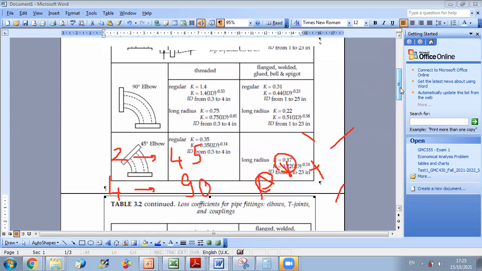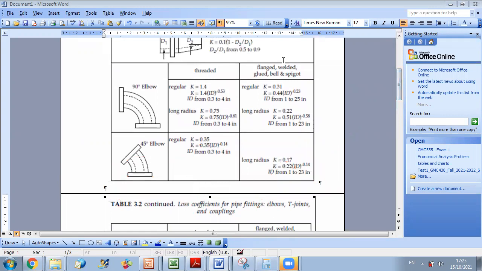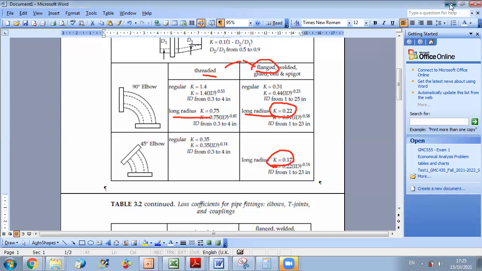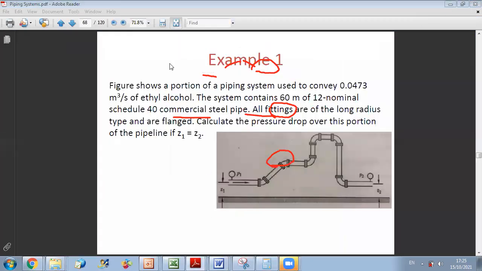Now, when they mentioned that it's long radius, you have long radius, and they are divided into types: threaded, flanged, welded, glued. Here you have flange type, so you should read long radius, flange type. So we have for 90 degrees, 0.22, for 45 degrees, 0.70. So now, all we have to do is to go and replace.